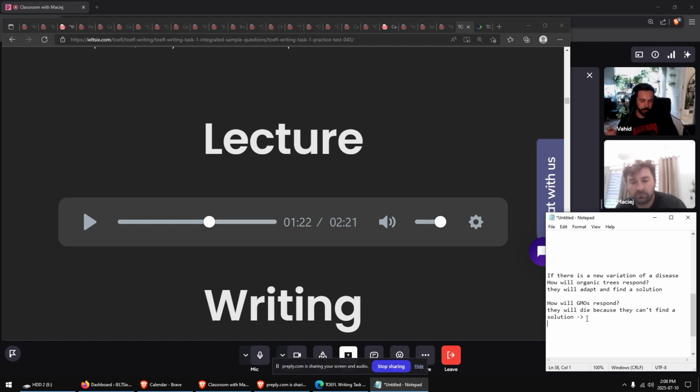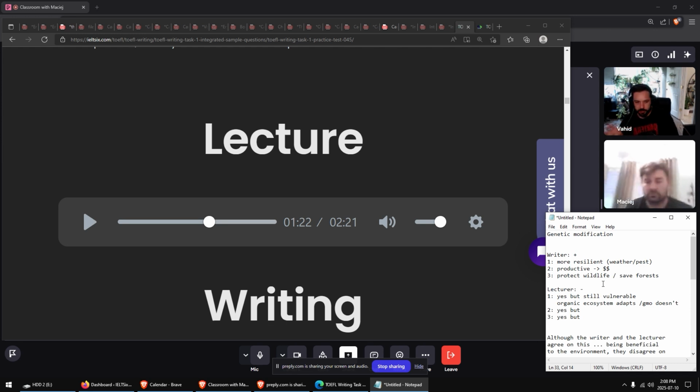Now we have it. Now I'm happy with the summary of the whole thing. So the writer said they are going to be more resilient, especially against insects and pests. The lecturer said maybe against one type of pest, but not against all the other types of pests and diseases. Actually, so now she is saying the other side is even better, the organic trees.